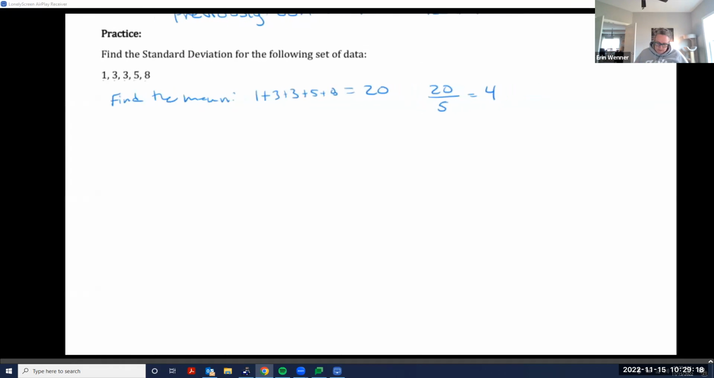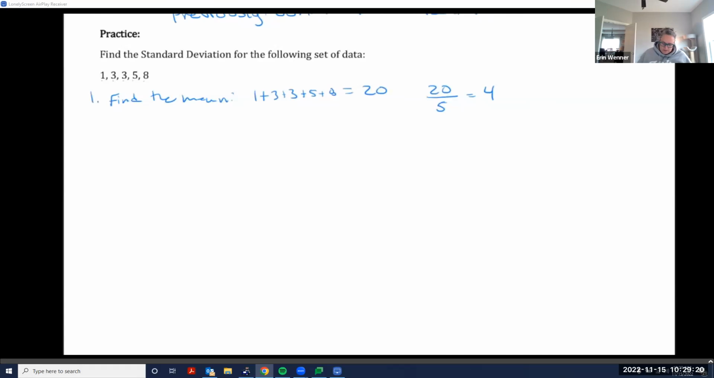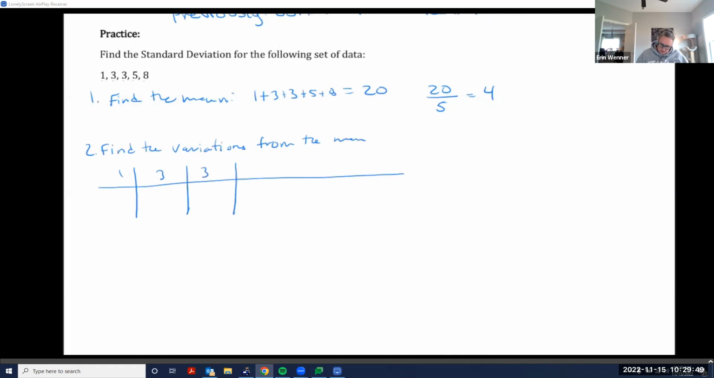So again, thinking about our steps, step 1 was find the mean. Step 2 is going to be to find the variations from the mean, which means that we are just subtracting the mean from the data points themselves. I like to do a little table for this only because it helps me to organize my information. So I'm going to do 1 minus 4, which gives me -3. 3 minus 4 gives me -1.